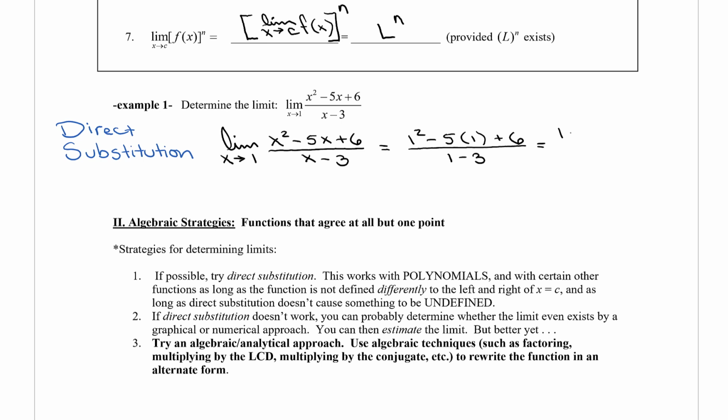This is going to be equal to 1 squared minus 5 times 1 plus 6, all over 1 minus 3, which is equal to negative 2. This equals negative 4 plus 6 all over negative 2, which equals 2 divided by negative 2, which equals negative 1. I'm going to go ahead and box that in.